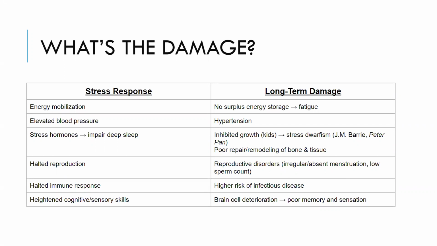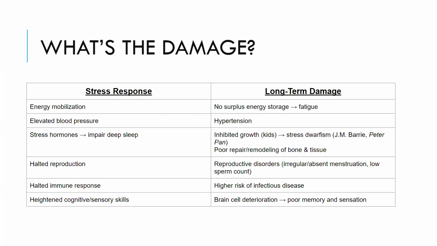So in the long run, some impacts that we see of stress are inhibited growth in kids. There's actually something called stress dwarfism, which basically means that chronically stressed kids, their height can actually be diminished. One really fascinating historical example of this is J.M. Barrie, the author of Peter Pan. He had a really stressful upbringing.